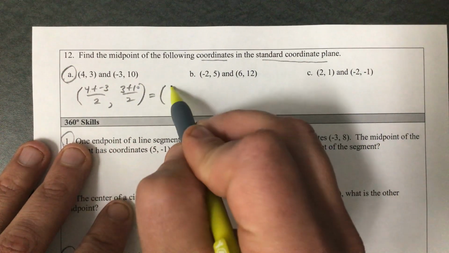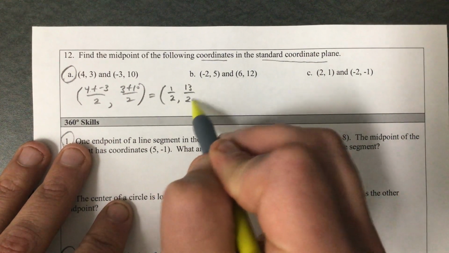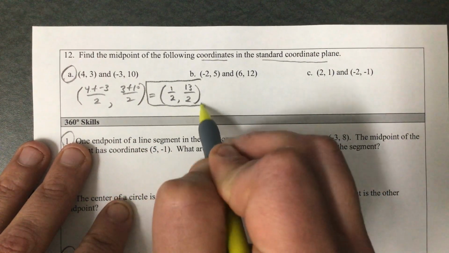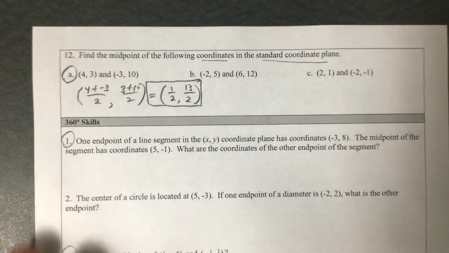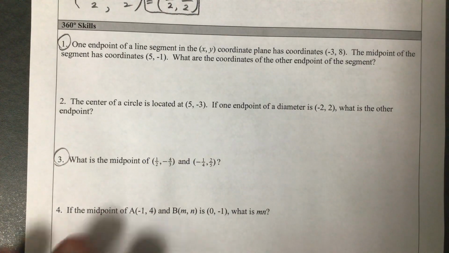This is going to end up being a positive 1 over 2. This is going to end up being 13 over 2, and that is an okay answer. It's okay to have a fraction for a midpoint. All right, let's go down to number 1 on the bottom.